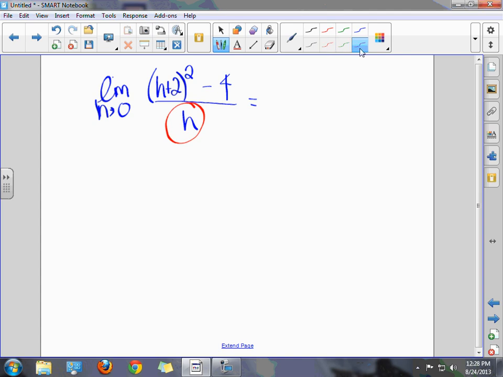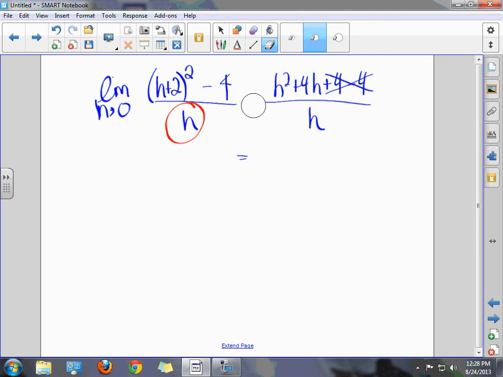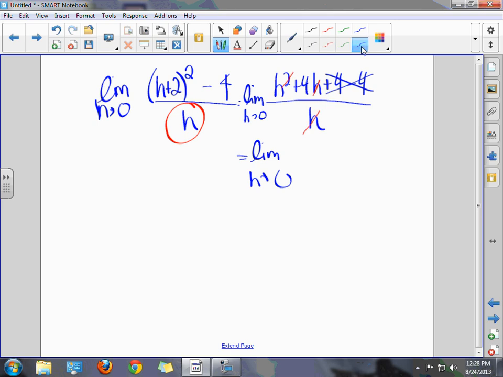So now I am going to FOIL the top. So I get h squared plus 4h plus 4 minus 4 all over h. And then the plus 4 and the minus 4 will cancel. And once these two things cancel, I have an h in every term, so I can cancel with the bottom. And what I end up with is something that is not being divided by 0. So I end up with h plus 4. I can just plug in, and I get 4.